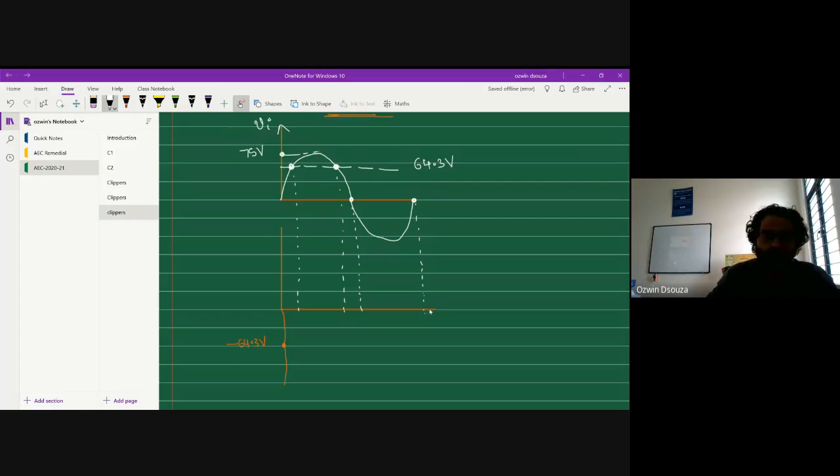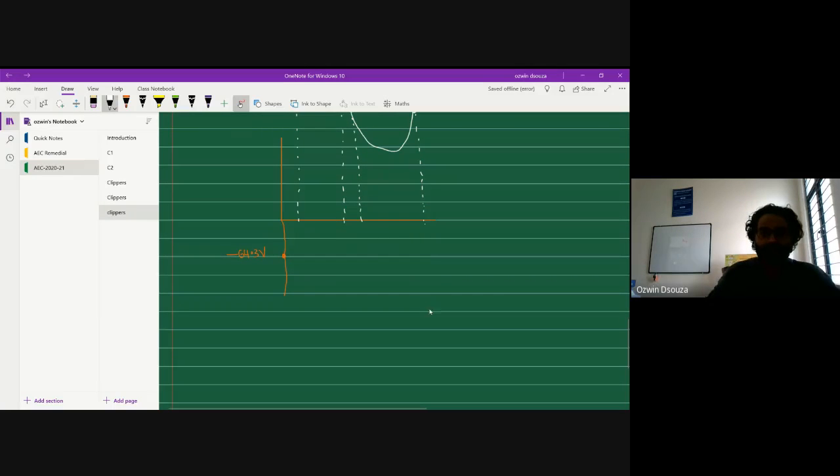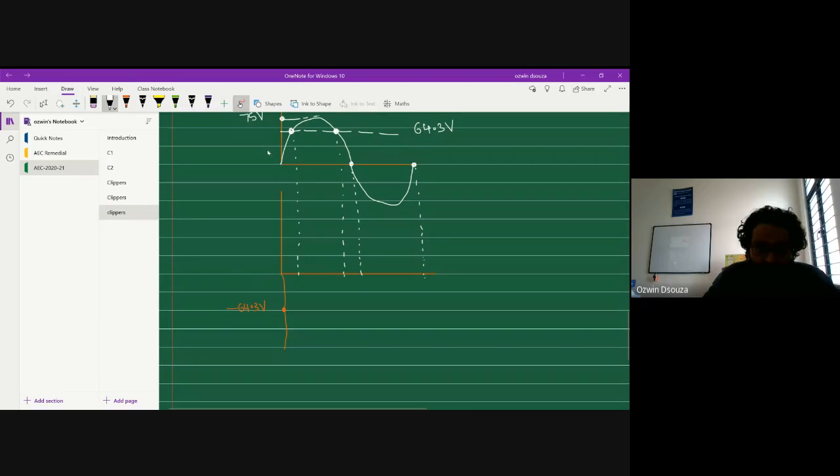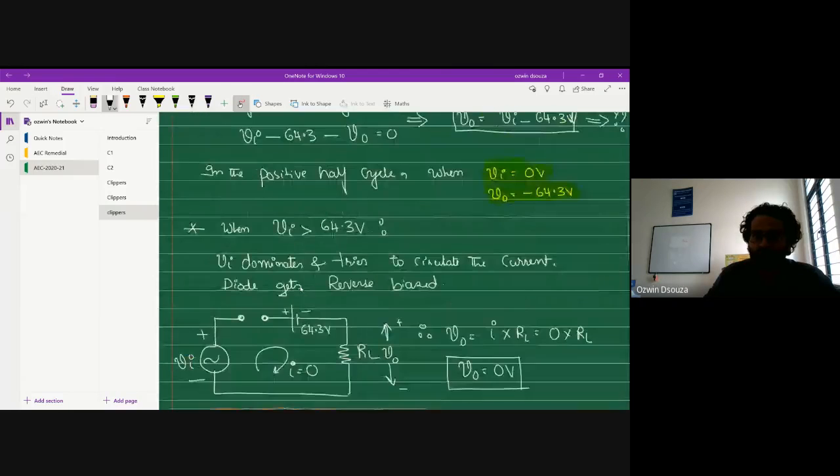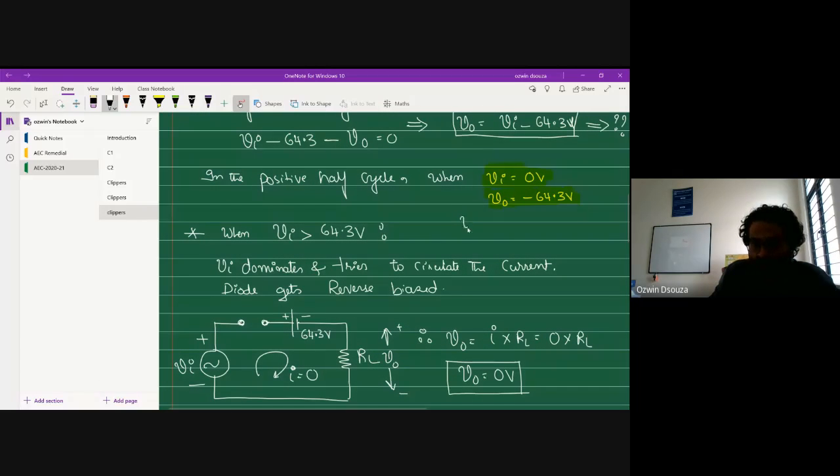So when your input is 0 volt, output is 64.3 volts. Okay. And when your input becomes 64.3 volts in the positive half cycle, output becomes 0 volt.